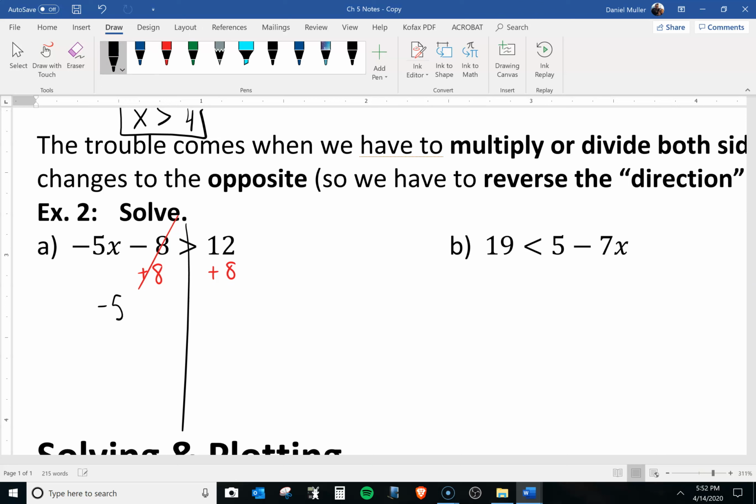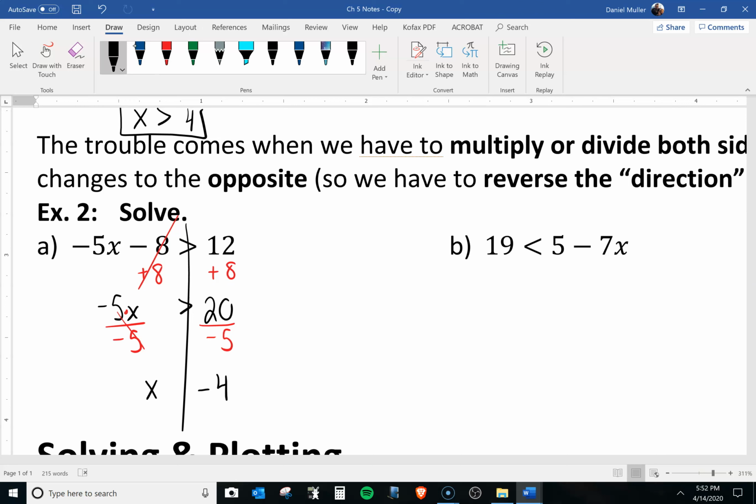So I have negative 5x, I got that symbol, and then I've got 12 plus 8, which is 20. And now this is timesing by negative 5, so I will divide by the negative 5. That way those will cancel. So I'll divide that by negative 5. So I have x, and 20 over negative 5. 20 divided by 5 is 4, but there is that negative symbol, so I'm going to go negative 4.